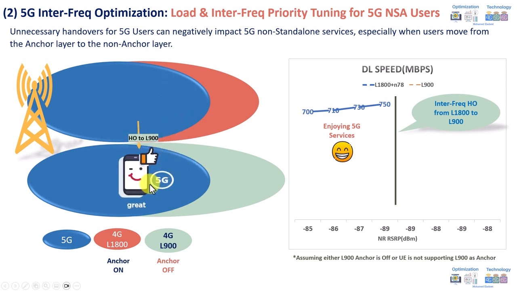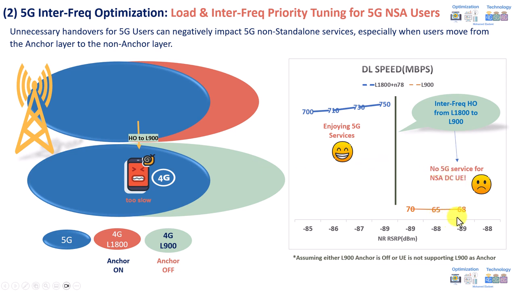What will happen once he falls down here? He will start losing the 5G services because L900 is not defined as an anchor. So one of the action points is that, in general, you should try to avoid any load balancing trigger within the 4G sites for the ENDC users or the 5G capable devices. The user will now only get the 4G speed, which is around 70 mega, instead of the maximum speed of around 700 in this particular case. This is one of the scenarios we need to avoid, especially during the initial deployment of the networks. Now let's move to the second part.